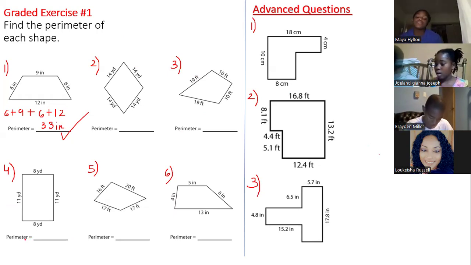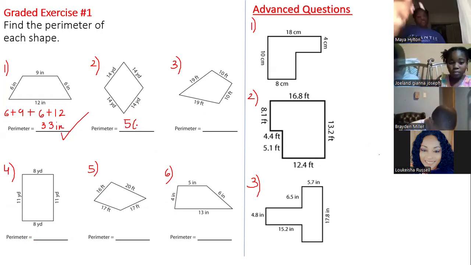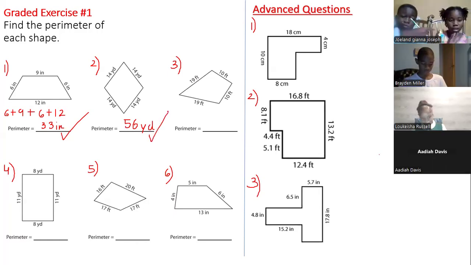56 yards. I got 56. I got 61. Why are we getting different answers for number 2? The answer is 56 yards. How many persons got that? Me, I did. Excellent. Tajana, you got it? Excellent.